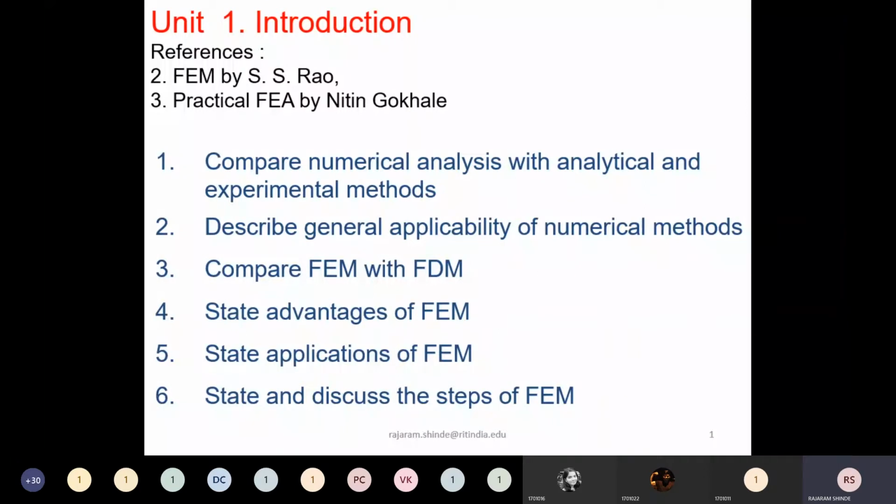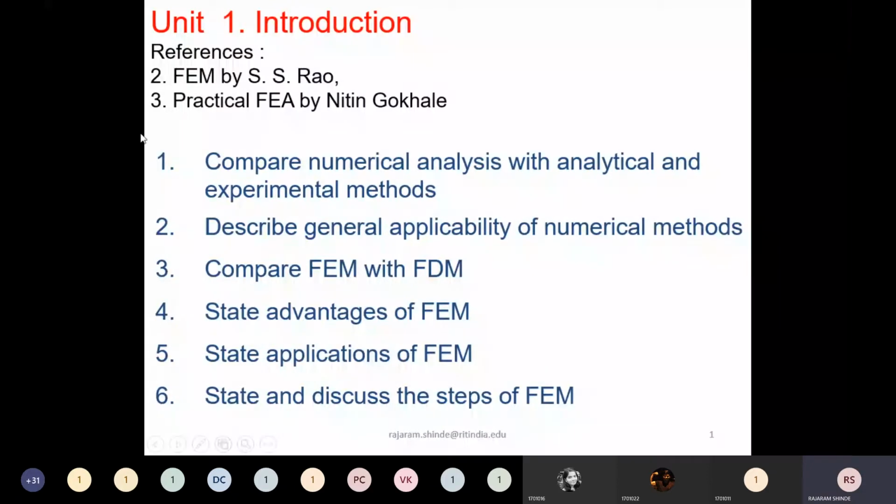Now, this is unit number 1, that is introduction. In this unit, you will get the idea of finite element method. What is a finite element method? How is it applied for different disciplines? What is the mathematics behind it?